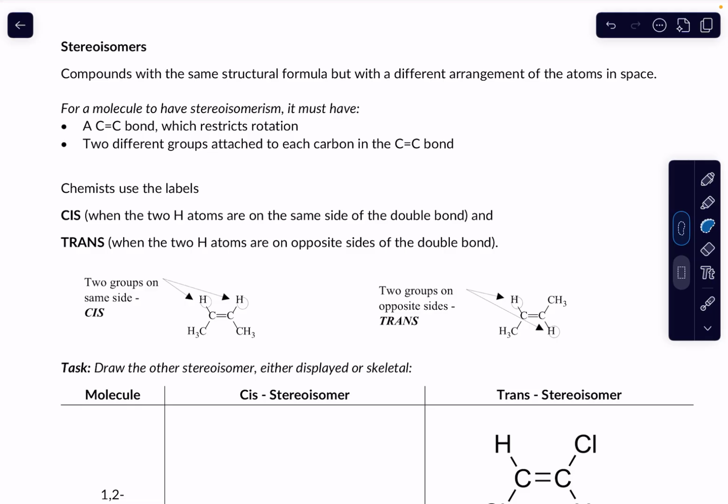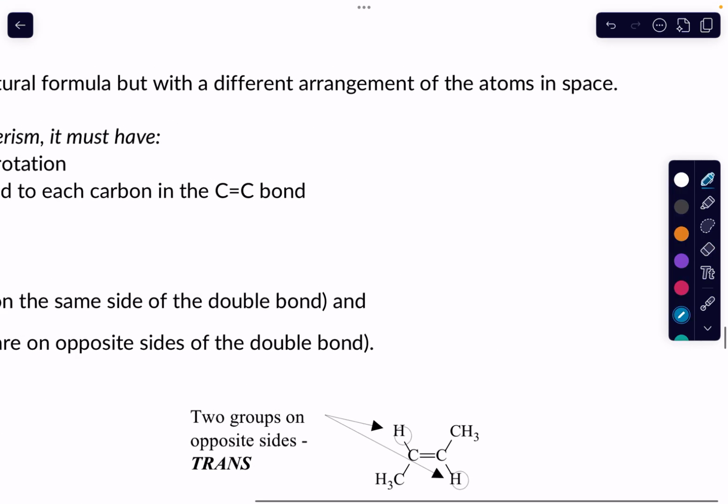Number 2, and this is the hard one: 2 different groups attached to each carbon in the C=C double bond, and there's your second mark and your second rule. Now, let me explain that very, very quickly. Let's go to the very basics.